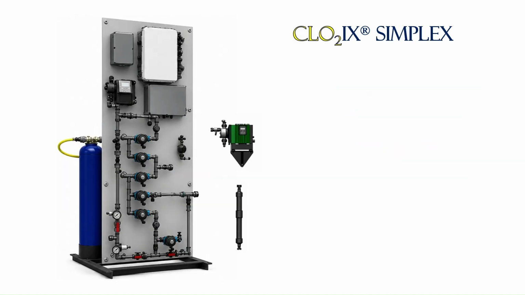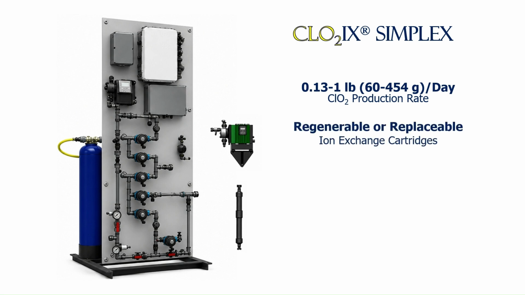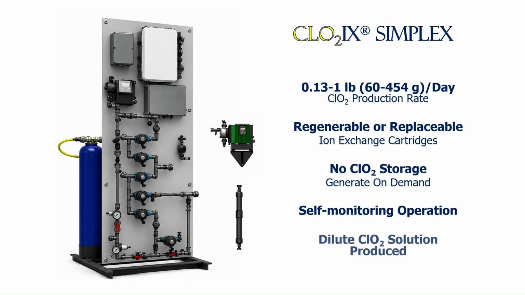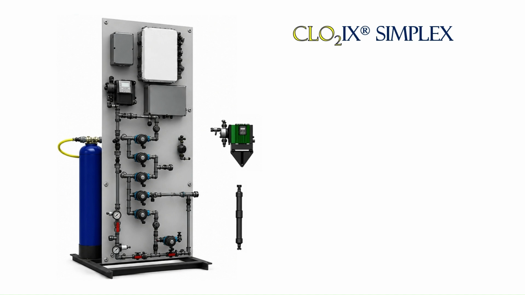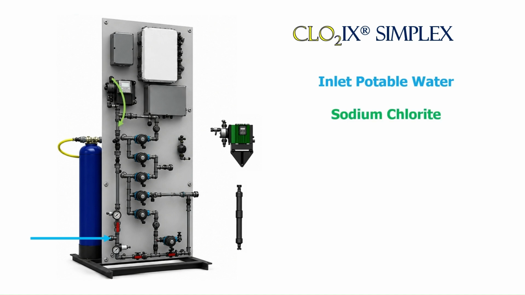The ClO2IX generator is designed for smaller applications, having a chlorine dioxide production rate between 0.13 and 1 pound per day. It uses regenerable or replaceable ion exchange resin and produces chlorine dioxide safely without storage. The ClO2IX follows the same ion exchange and catalytic conversion chemistry as the industrial generator.